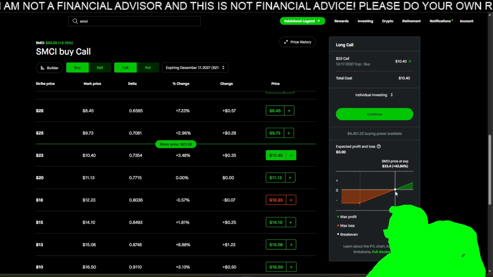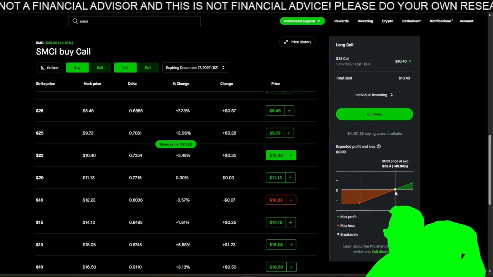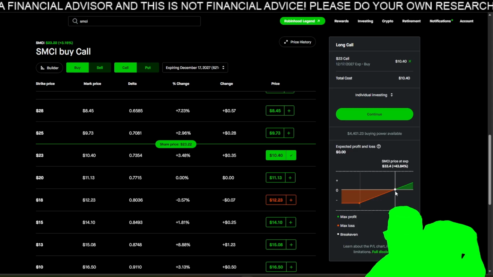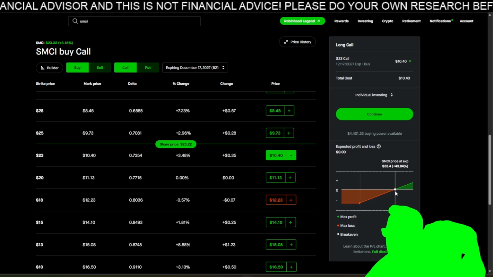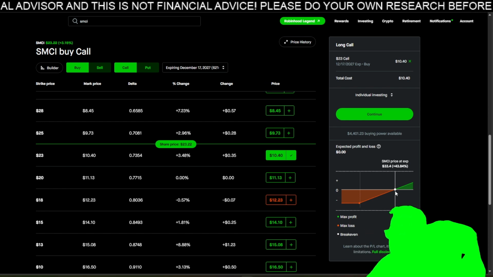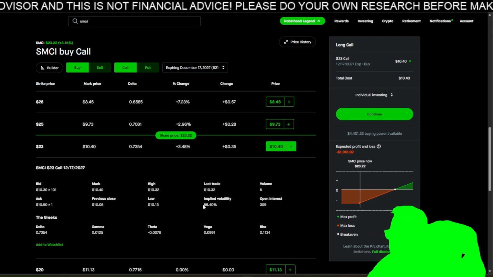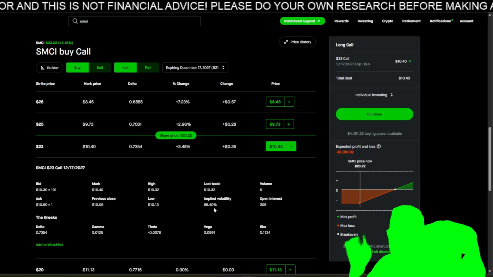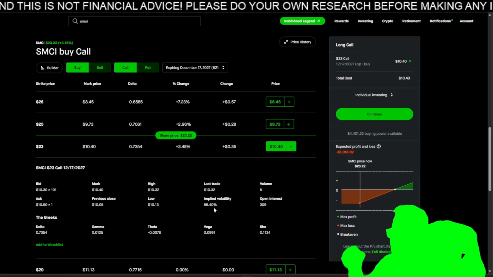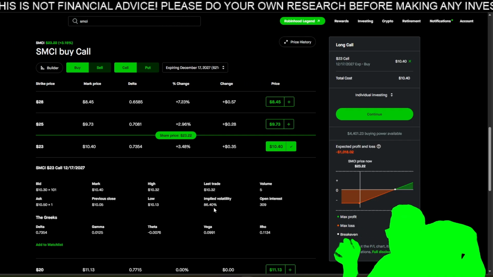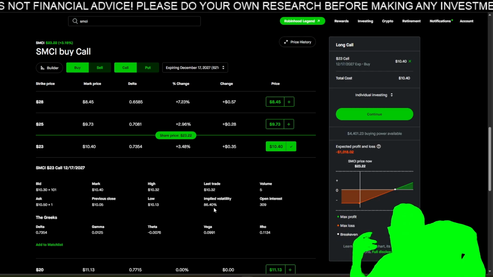But at the same time, Super Micro was trading around $30-something before that news broke out. And this is a year and a half to expiration. The thing you're going to notice also is that this one has a much higher implied volatility. And again, the higher your implied volatility is, the more expensive your contracts are going to be as an option buyer. So that's also something to keep in mind here.